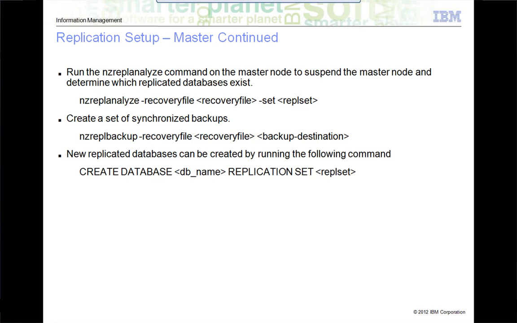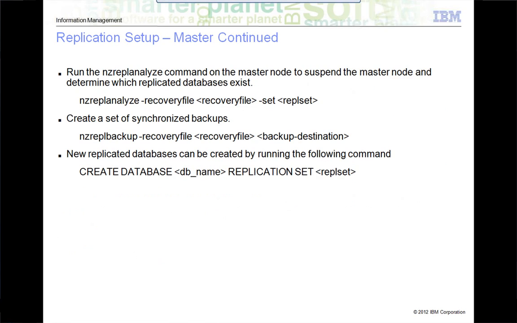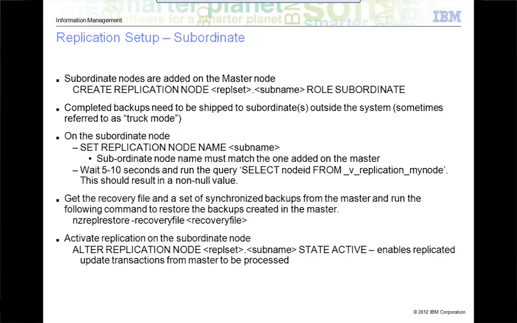Now on the subordinate side, as I said earlier, subordinate nodes are added on the master node using that command earlier. The completed backups of nzrepl backup are shipped over to the subordinate in one way or the other, either doing a mount or something else. And if it is larger than 10 terabytes, one mode is truck mode. You can actually ship the backups on tapes or whatever onto the subordinate node and restore it.